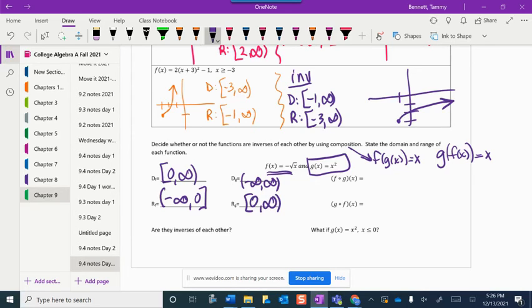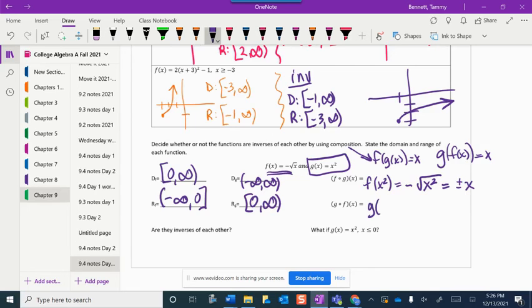So f of g of x would be f of x squared. So f of x squared would be this negative square root of x squared, which, if x is a positive number, so if I have 3 and I square 3, I get 9. Square root of 9 is 3, so it's negative 3. But what if I have negative 3 quantity squared? I get 9, so you get negative 3. So my solution is plus or minus x, depending upon if x is positive or if x is negative.